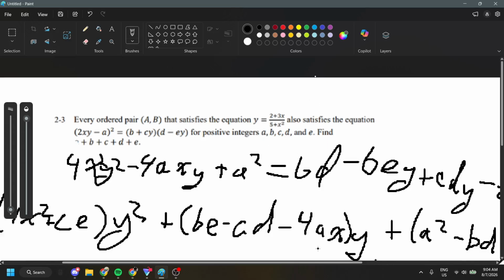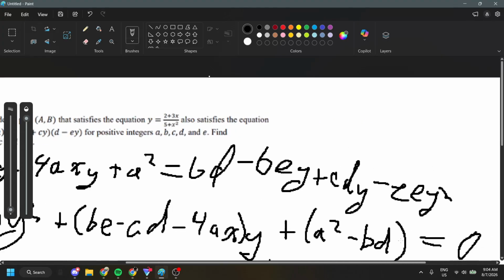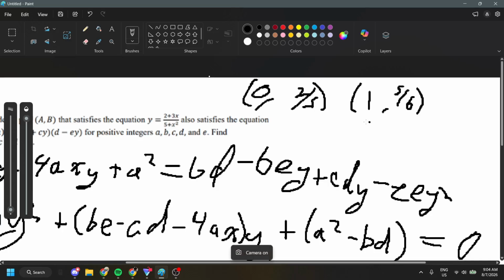So let's try 0, 0. We get 0 is equal to... oh wait, we don't even know if that satisfies. Let's put x equals 0. Then we get 2 over 5. So (0, 2/5). Put x equal 1. We get (1, 5/6). We put x equal 2. We get (2, 8/9), since 2 plus 6 is 8 over 9.